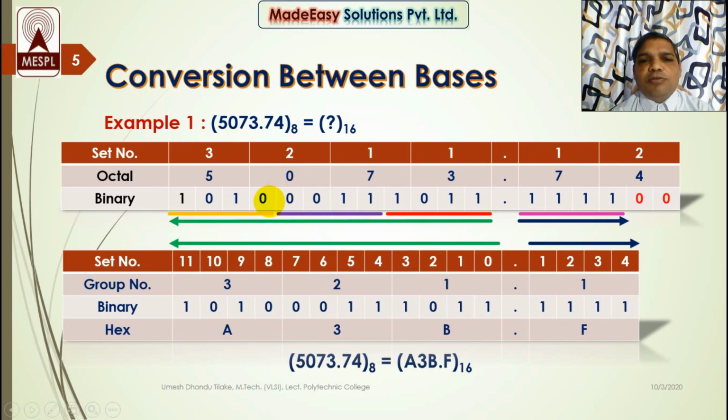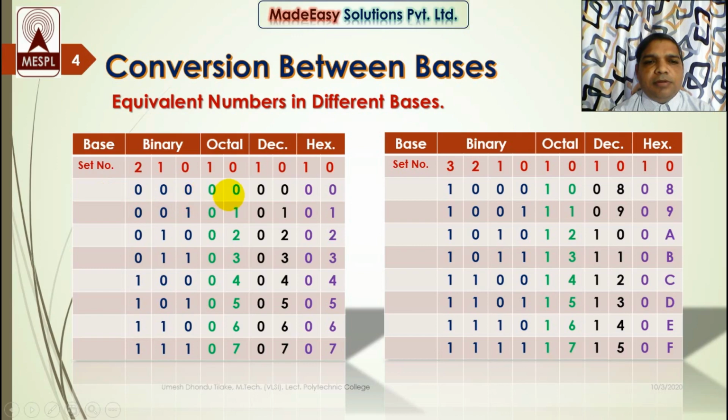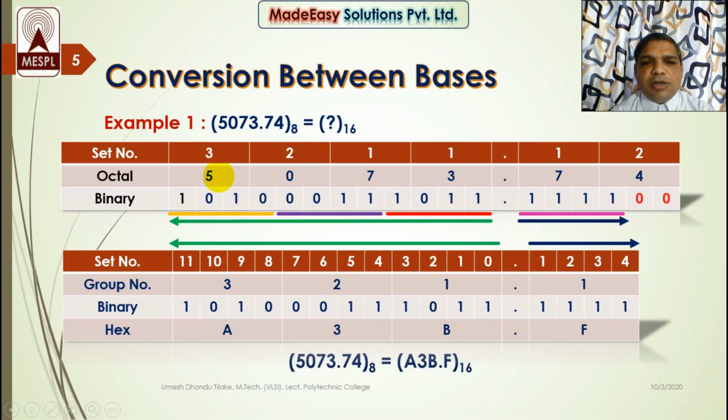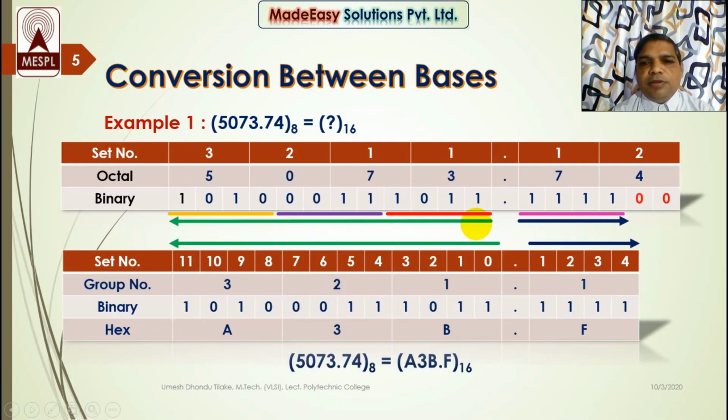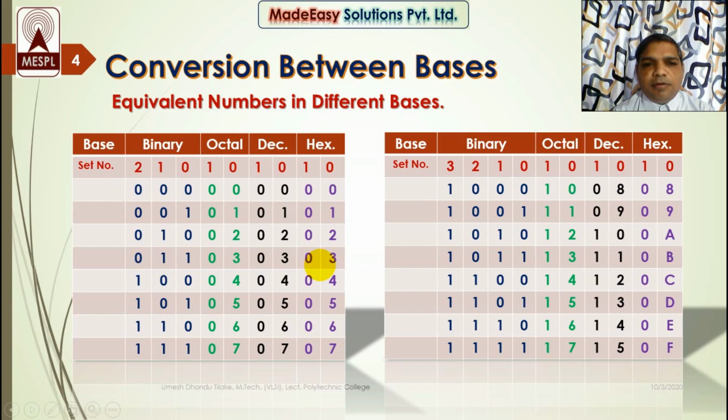Then octal 0 is equal to 000 binary. Then octal 5 is equal to 101 binary. Similarly, in the fractional part, octal 7 is equal to 111 binary. We have verified this from the table, so you can directly write it down here. Then octal 4 is equal to 100 binary.